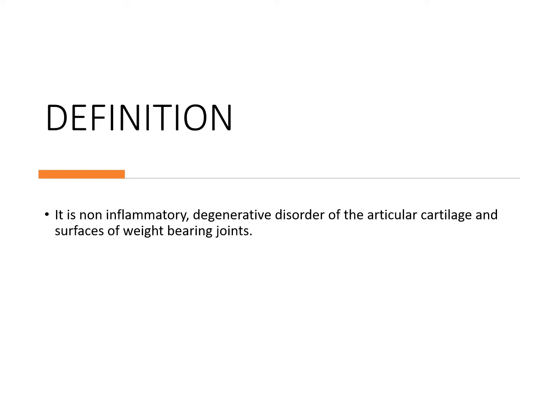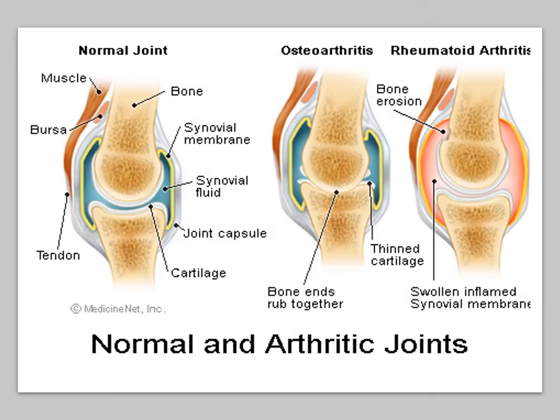So the second part of the definition says osteoarthritis is non-inflammatory. Though the term has itis, the condition is non-inflammatory and it is a degenerative disorder of the articular cartilage of the weight-bearing joints. Please understand. So let us understand the difference between OA and RA. Osteoarthritis is a chronic degenerative disorder. The term degenerative is very important. In rheumatoid arthritis, it is chronic but an inflammatory disorder. There is no degeneration. There is a lot of inflammation in RA patients.